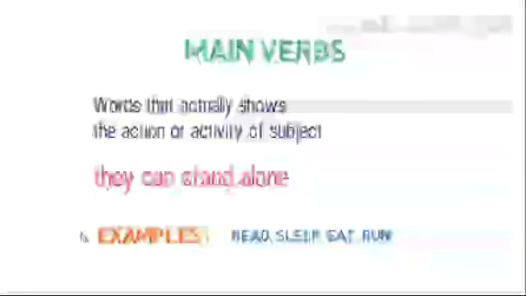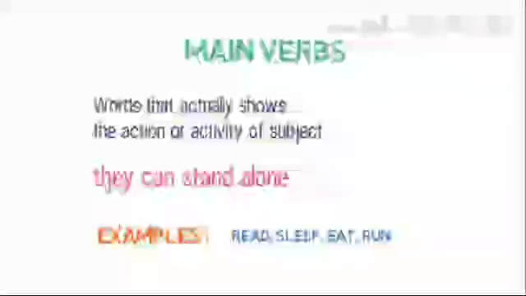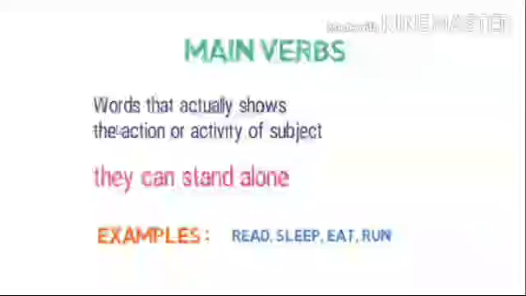So what are main verbs? Main verbs are the words that actually show the action or activity of the subject. They can stand alone without the help of any other verbs. For example, read, sleep, eat, run. All these verbs can exist independently and provide complete meaning to the sentence.